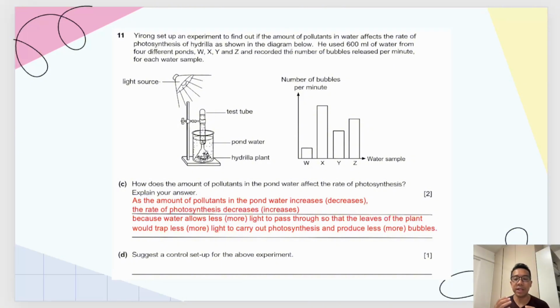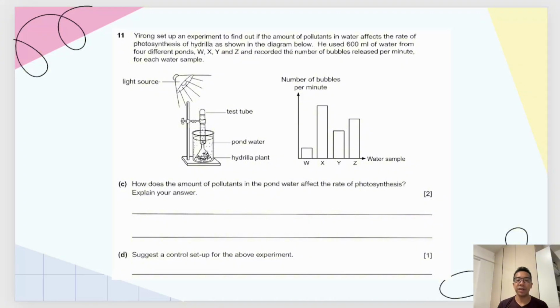As the amount of pollutants in the pond water increases, the rate of photosynthesis decreases because water allows lesser light to pass through, so that the plant or the leaves of the plant itself trap lesser light to carry out photosynthesis and in turn produce lesser bubbles. The main reason why there are brackets in the answer itself is you can interchange the values. If you were to decrease the number of pollutants in the water, obviously in the end you would produce more bubbles.